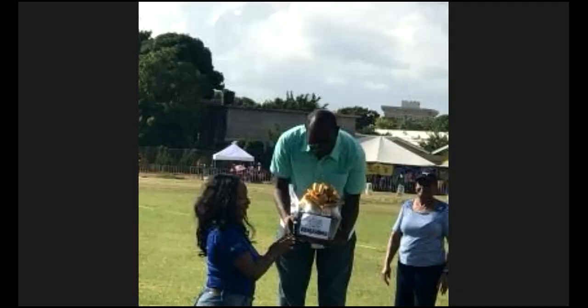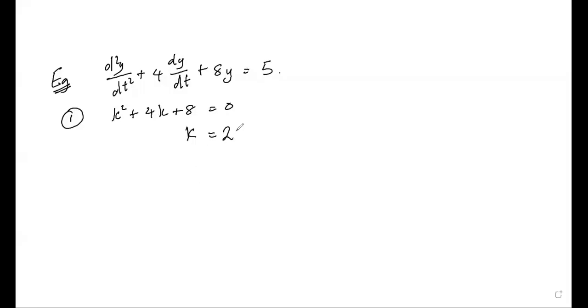All right, so back to where we were. We write down that k is minus 2 plus or minus 2i, and what would that give us as y being equal to? Anybody remember?